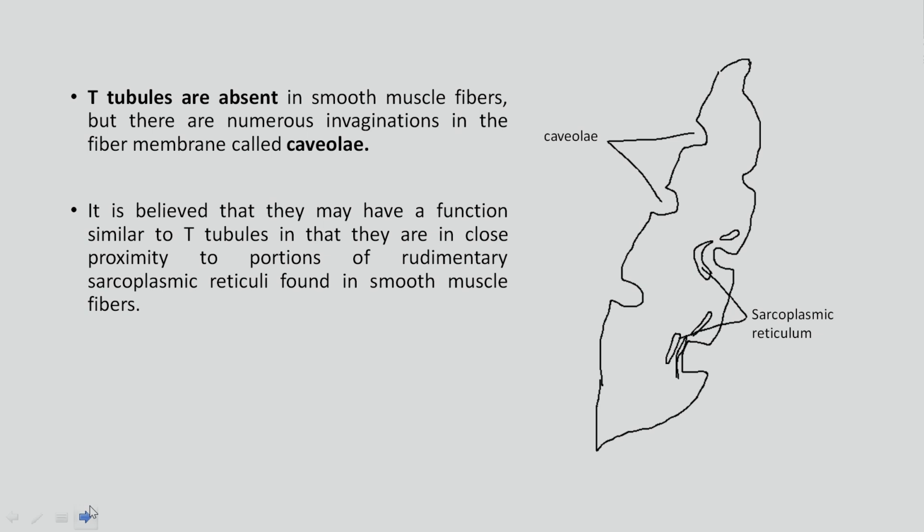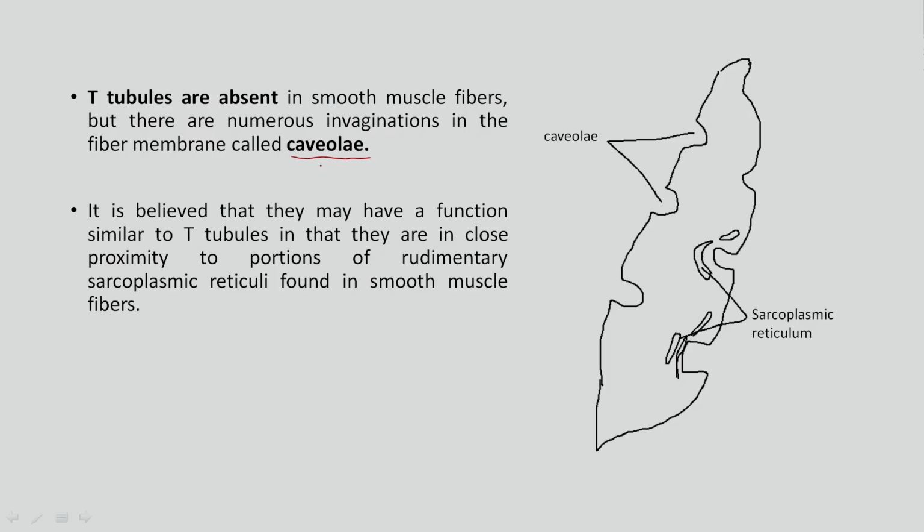Another important structural difference is that in the smooth muscle T tubules are absent, and in place of the T tubule another structure is there, called the caveolae. So, in the smooth muscle T tubules are absent, but a depression-like structure, an invagination, is there in the muscle fiber, called the caveolae. It is believed that this caveolae acts like a T tubule as in the skeletal muscle, because rudimentary sarcoplasmic reticulum is found near the caveolae. So, it is believed that the caveolae correspond to the T tubule of the skeletal muscle.